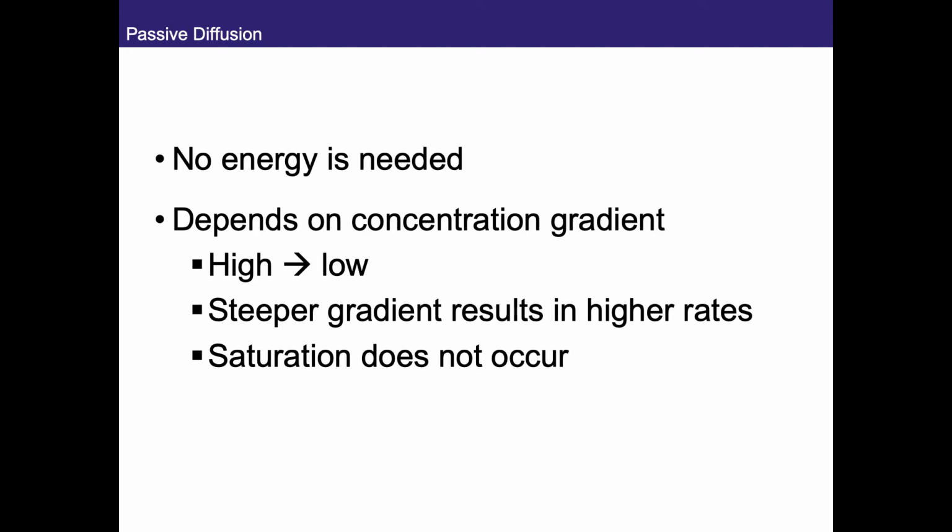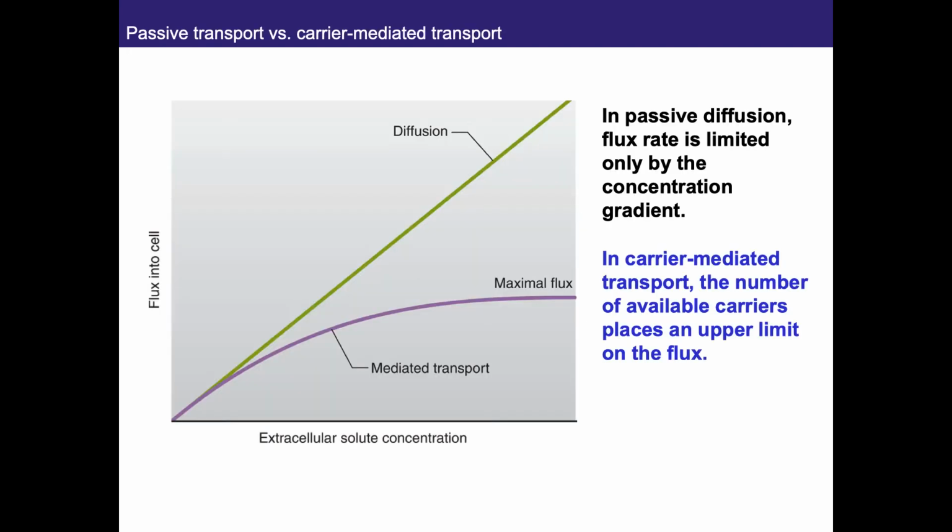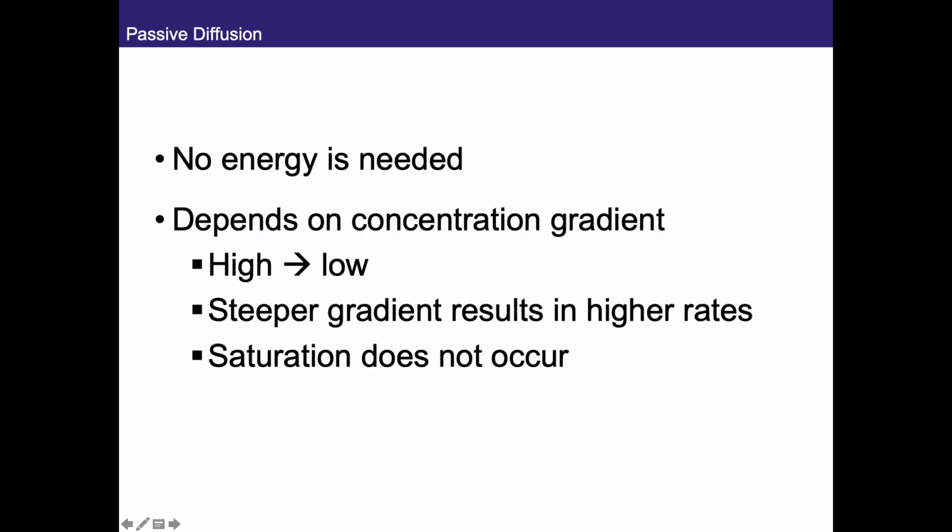Steeper gradients result in higher rates, I already said that. And saturation does not occur. We haven't even talked about saturation before, but we'll get to that with facilitated diffusion. That's basically when you are actually limiting the net flux into the cell. You have a max flux. But that doesn't happen with passive diffusion. All right, so remember, saturation does not occur. All right, that's it. That's it for passive diffusion.